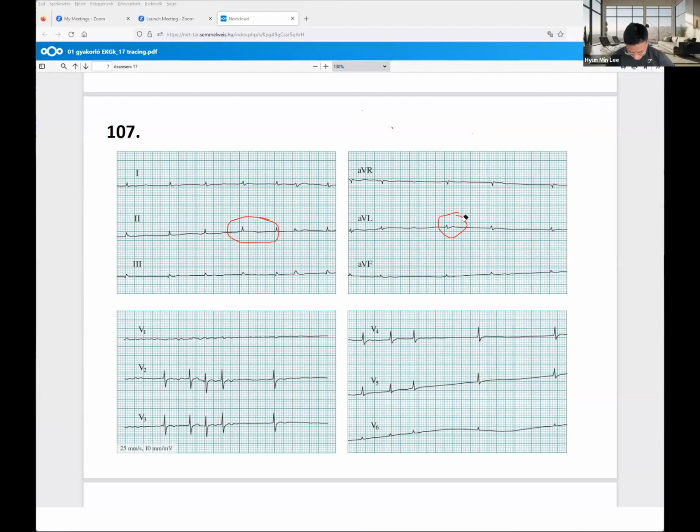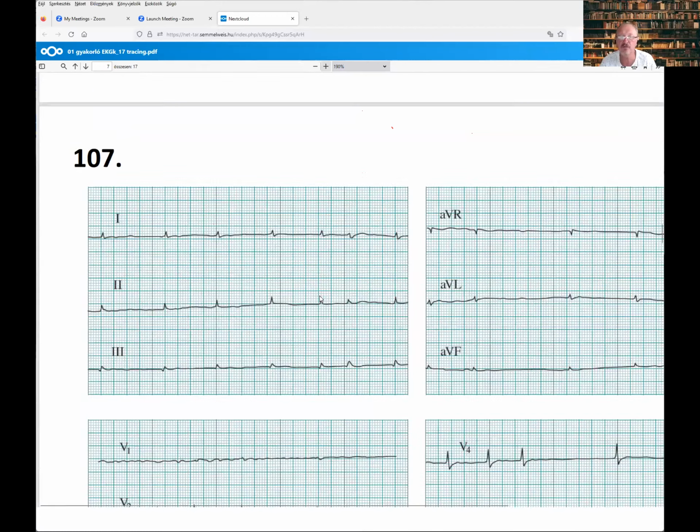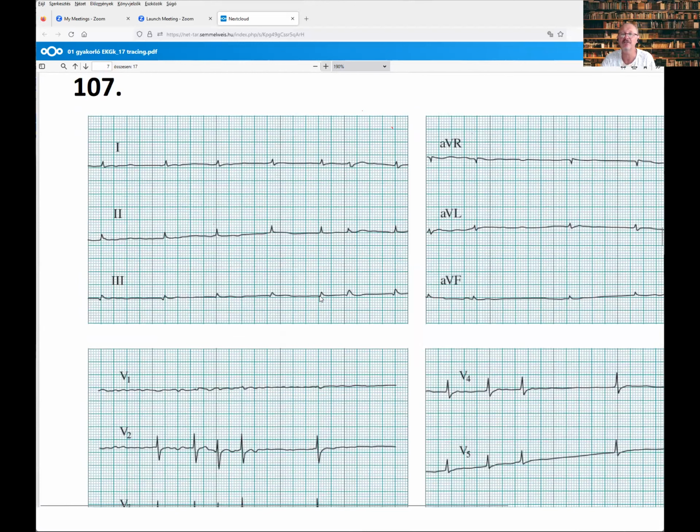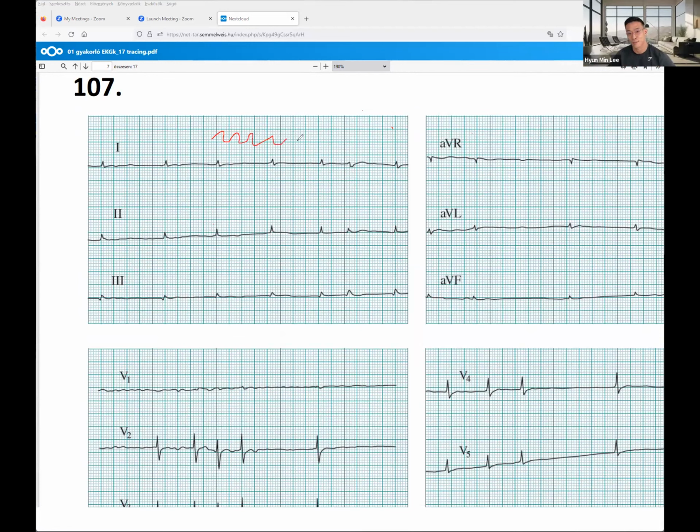And do we see P waves? I don't see P waves. Okay. And if you do not see P waves, what is your diagnosis? Could it be flutter? No. If you had a flutter, you should see this kind of wave. Oh, okay. Those are the flutter waves. And if you do not see any, that meaning arrhythmia, no P wave.